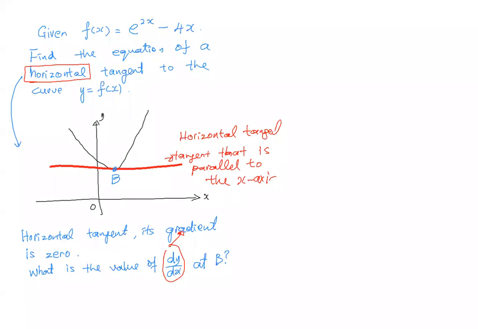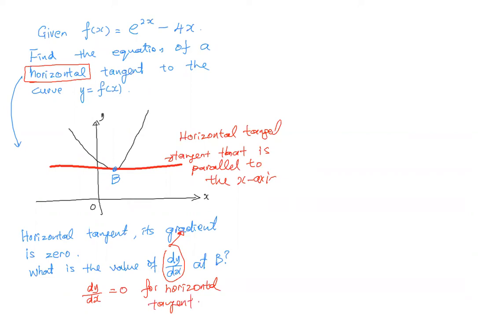So everyone, please remember, the moment I ask for horizontal tangent, straight away you have to tell yourself that dy dx is equal to 0 for horizontal tangent. Are you clear?